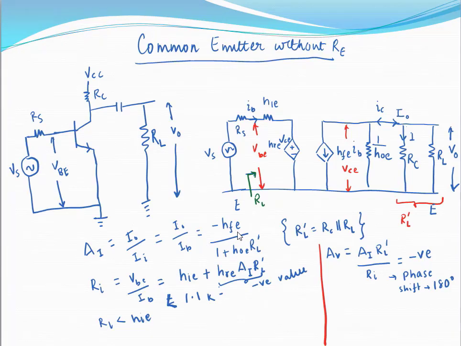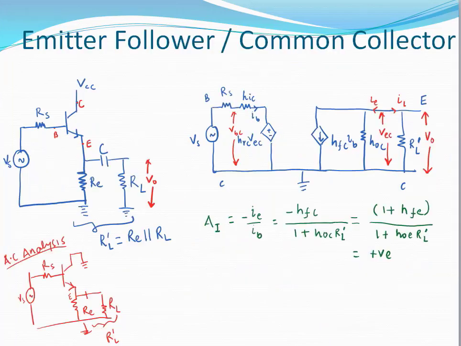The AI coming in the common emitter without RE is equal to minus HFE by 1 plus HOE RL dash. That was coming negative value. So if you are getting the negative voltage gain, that means your phase inversion is 180 degree, that we usually get the 180 degree phase shift in common emitter. हम लोग common collector use कर रहे हैं, that gives a phase shift of 0 degree.